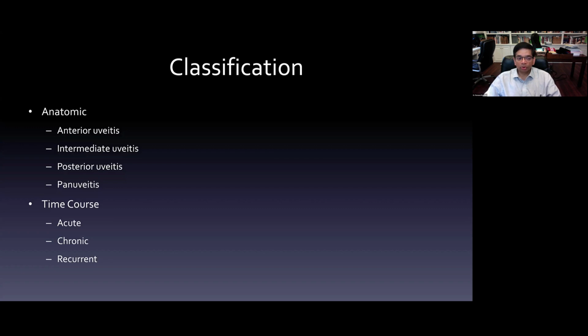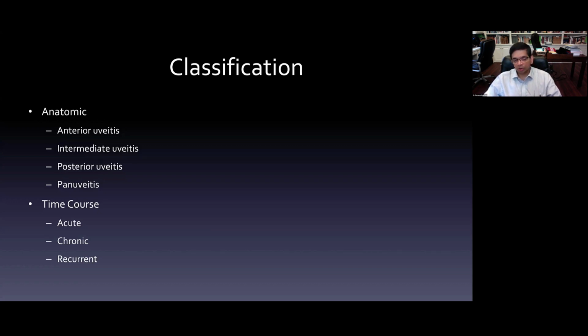And of course, posterior uveitis, where we see involvement of the retina and the choroid with inflammatory cells spilling over to the posterior vitreous, and panuveitis, where we don't have a specific area, but all of the uveal tract is involved. So it's not predominantly one part of the uveal tract that's involved. In those cases, we call it panuveitis.